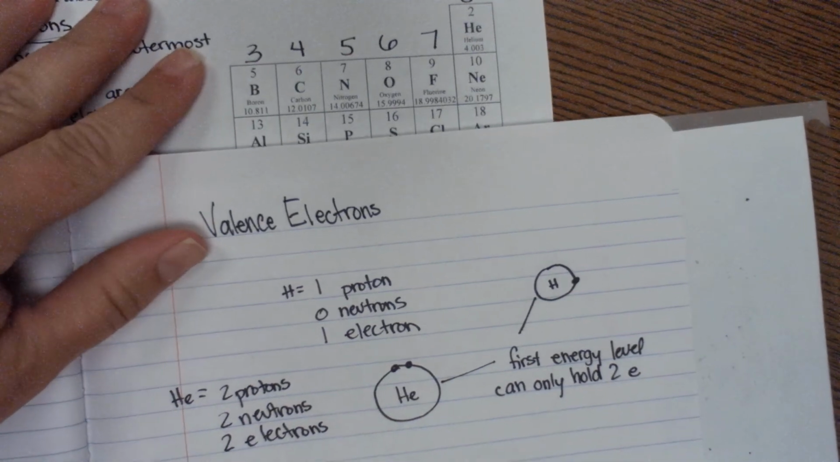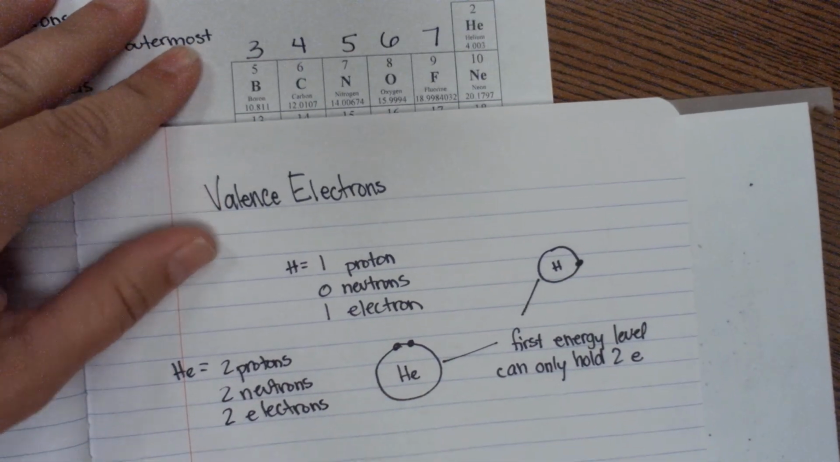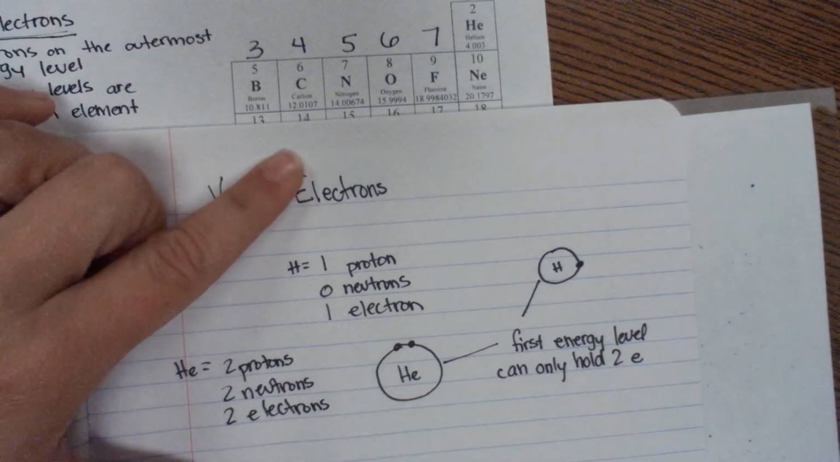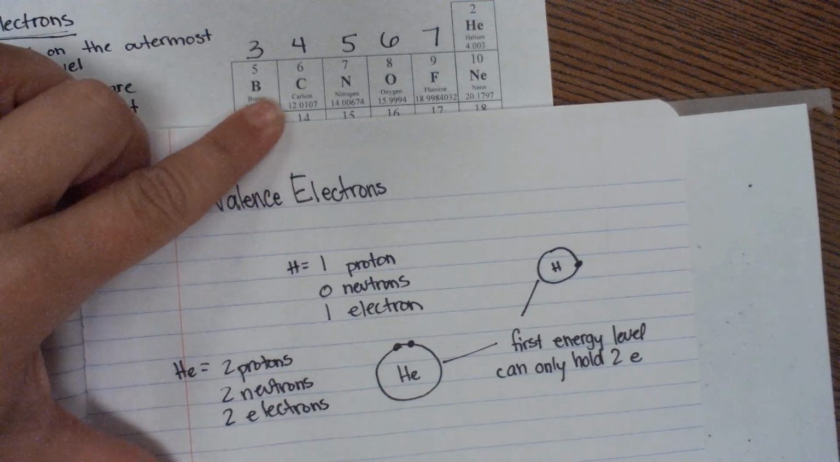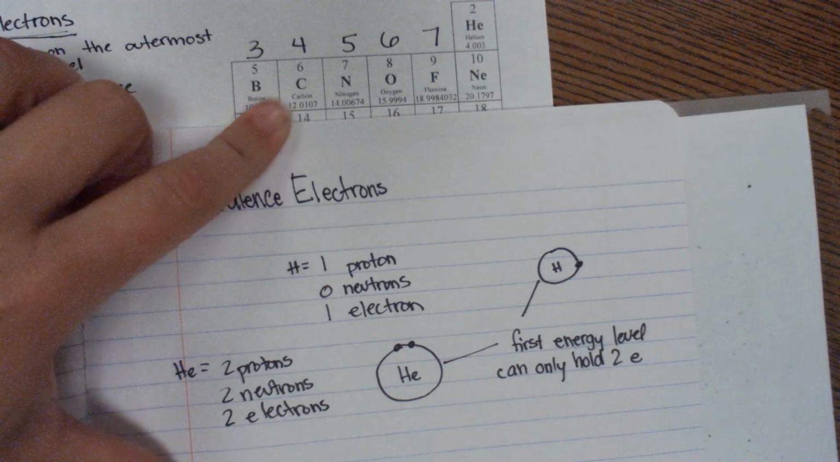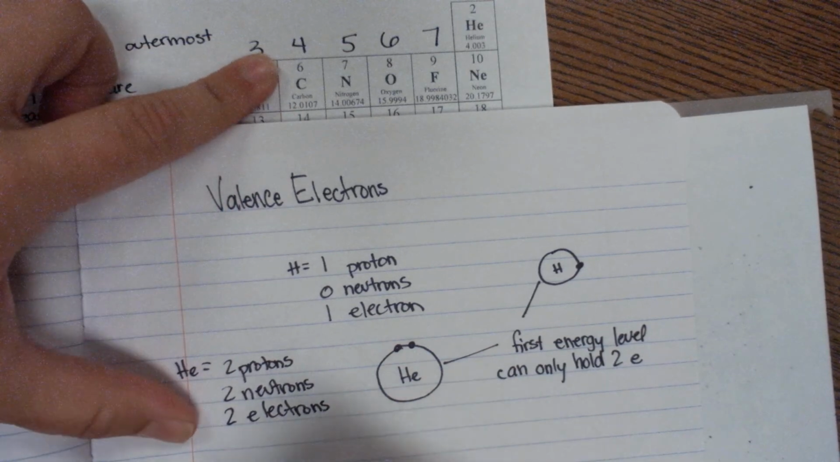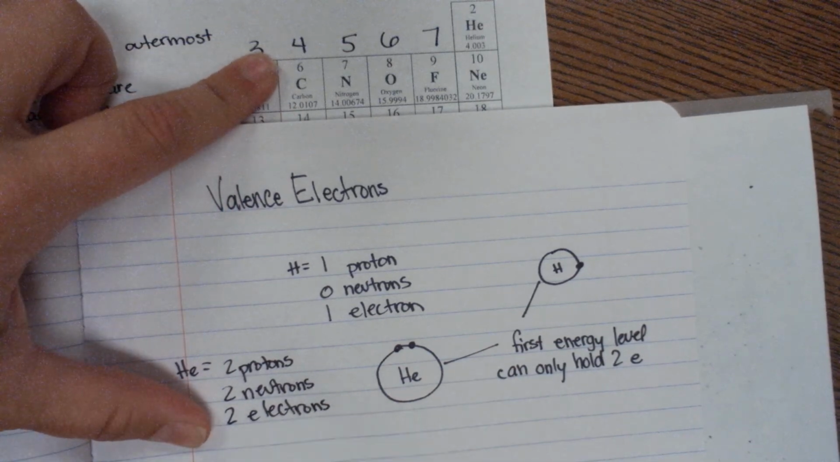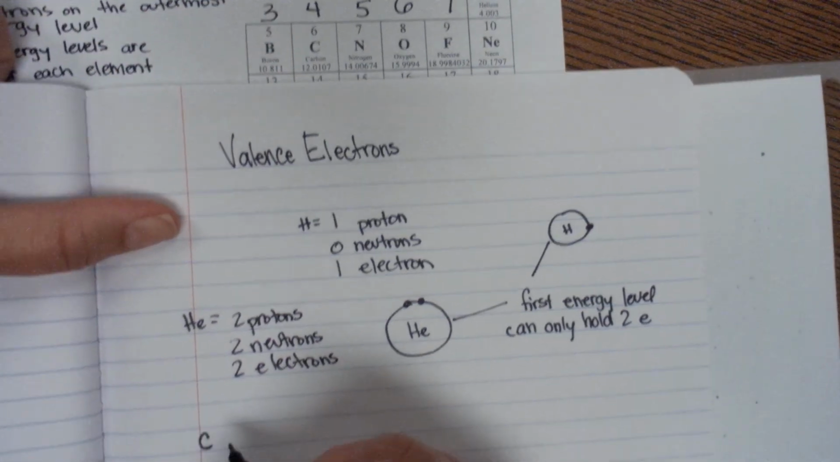Then let's go ahead and look at a bigger element. Let's look at carbon. Here is a very common element. We are carbon-based life forms, so we will go ahead and consider carbon. It's in period 2, so we know we're going to have 2 energy levels.